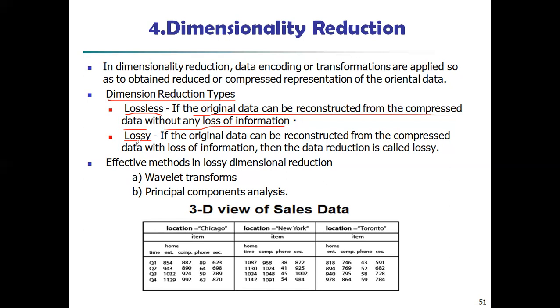And coming to lossy reduction. The second one is lossy reduction. In this, the original data can be reconstructed from the compressed data only with loss of information. This kind of compression technique is called a lossy reduction technique. These are the two types of dimensionality reduction. And now we'll see the effective methods in lossy dimensionality reduction.